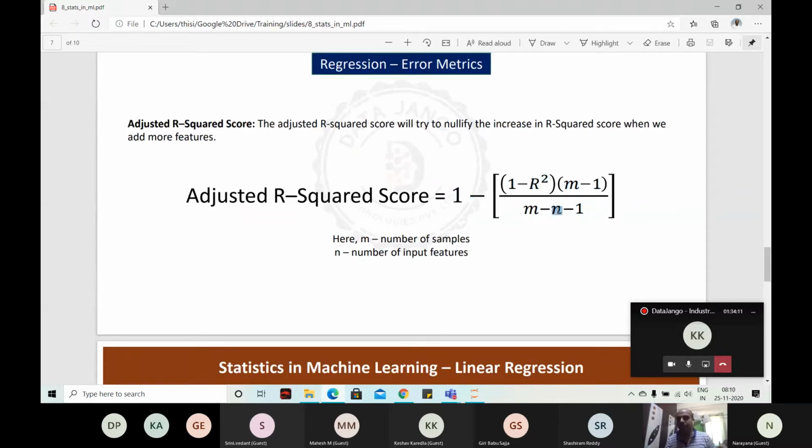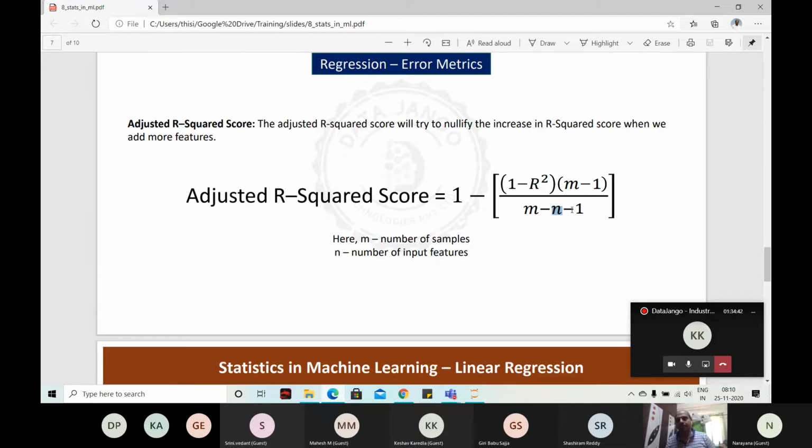Even when you add more features, here n is the number of features and m is the number of rows. Number of samples means number of rows, n means number of features. Even when you add more features, what we are doing in the denominator is m minus n. Say 1500 records and 10 features. You calculate the adjusted R square score and you get some number. Now 1500 records, 14 features. What will happen?